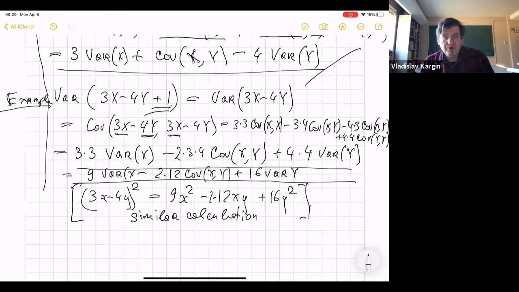All right, maybe we'll stop now. We will talk more about the covariance next time. We still have not covered all the properties of the covariance. And next time we will talk about a variation on the covariance, which is called the correlation coefficient.